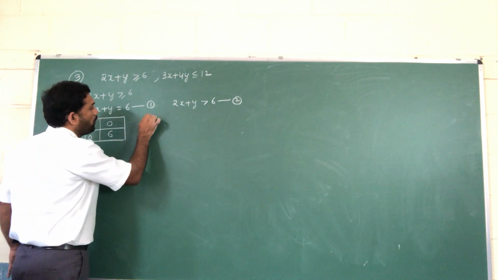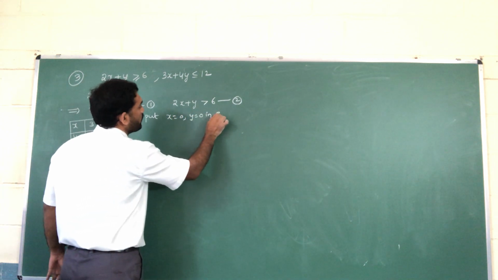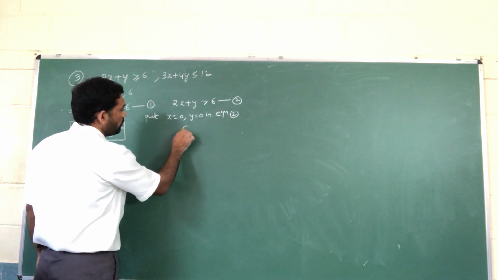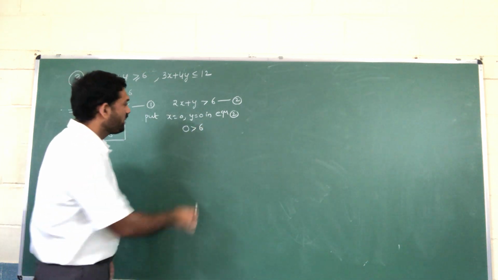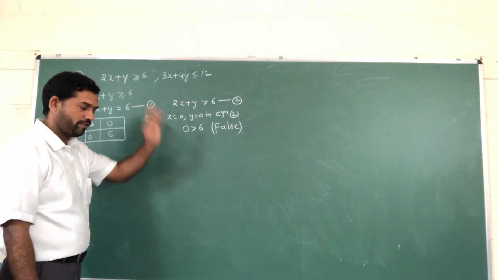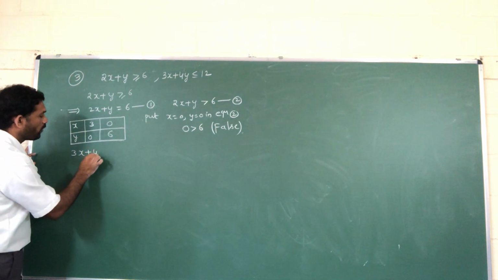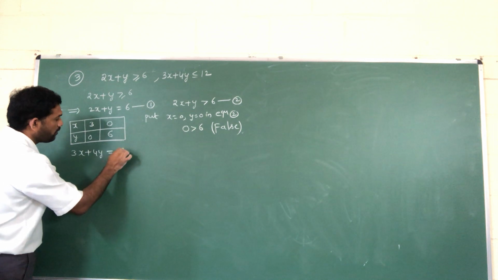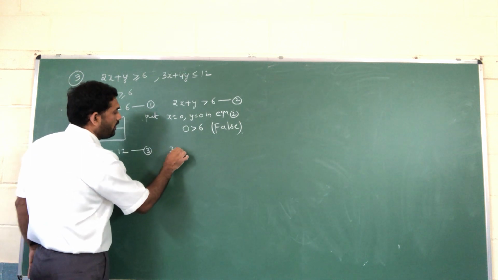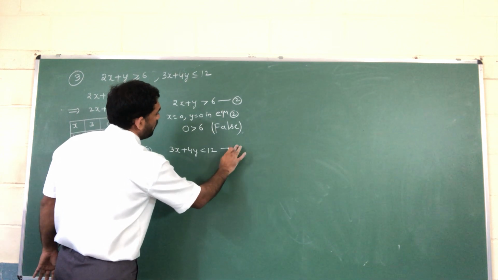Next, put x equal to 0, y equal to 0 in equation number 2. What happens? 2 into 0 is 0, and 0 greater than 6 is false. Leave it. Next one, the second one: 3x plus 4y equal to 12, that is equation number 3. Another one, 3x plus 4y less than 12, that is equation number 4.